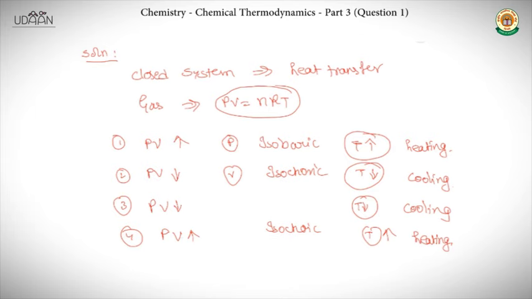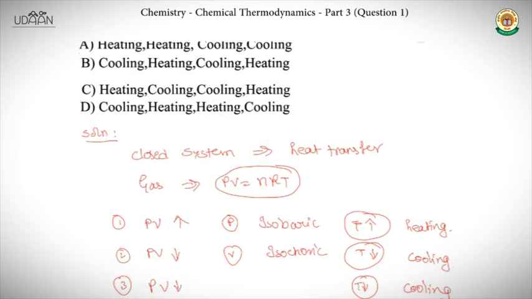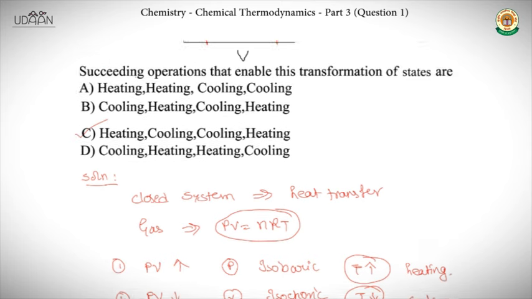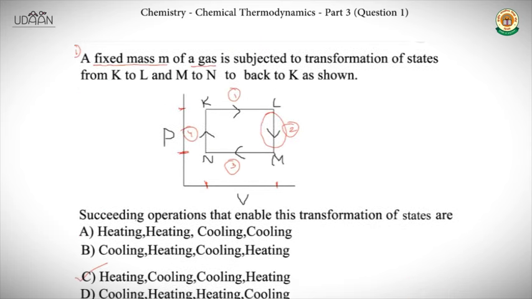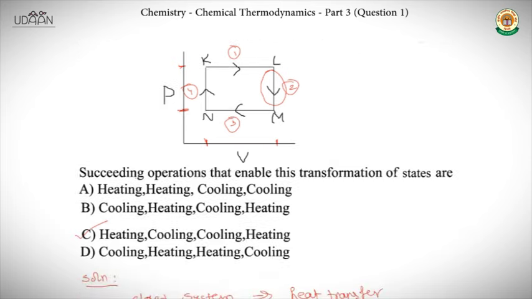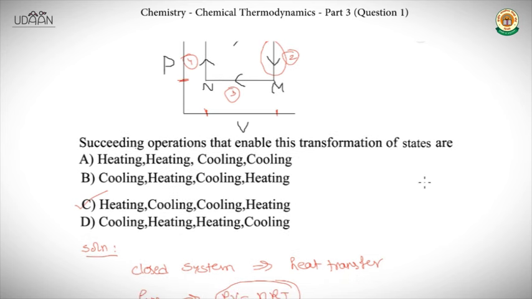So the correct option would be heating, cooling, cooling, then heating. Option C. The main things you need to learn in this question is that, first try to extract information from the question, as we did here: fixed mass M, so closed system; gas, in the sense we can use PV equal to nRT; and how to extract information from the graph, as much information as you can gather. So use this to solve other problems. Let's move on to the next question, guys.